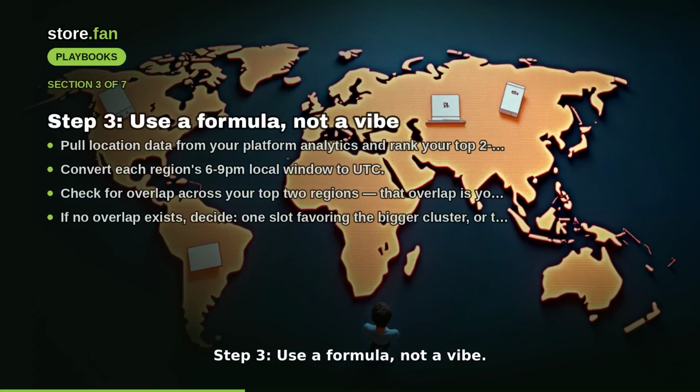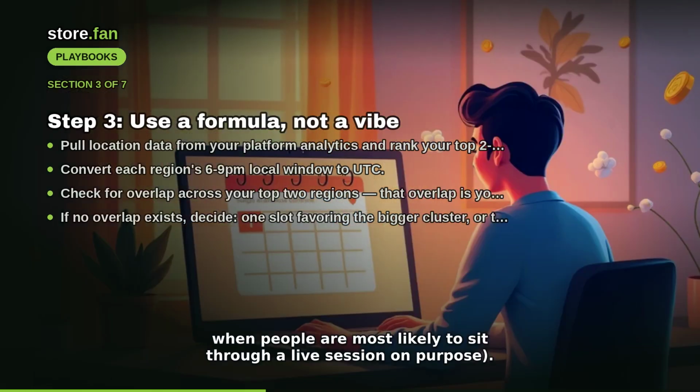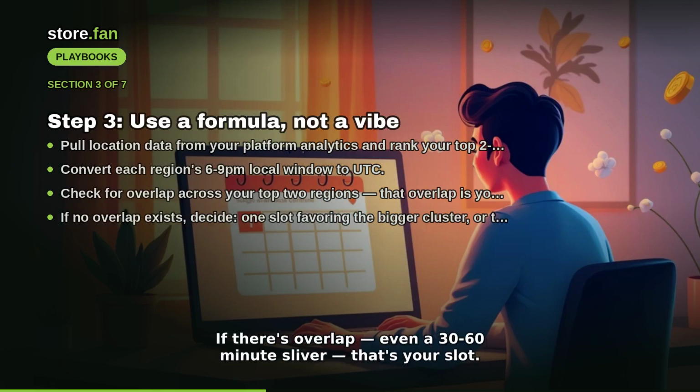Step 3. Use a formula, not a vibe. Here's the actual math, simplified. Take your top 2 audience clusters by size. Find the local evening window for each, roughly 6 to 9 p.m. local time, when people are most likely to sit through a live session on purpose. Convert both windows to UTC. Look for overlap. If there's overlap, even a 30-60 minute sliver, that's your slot.